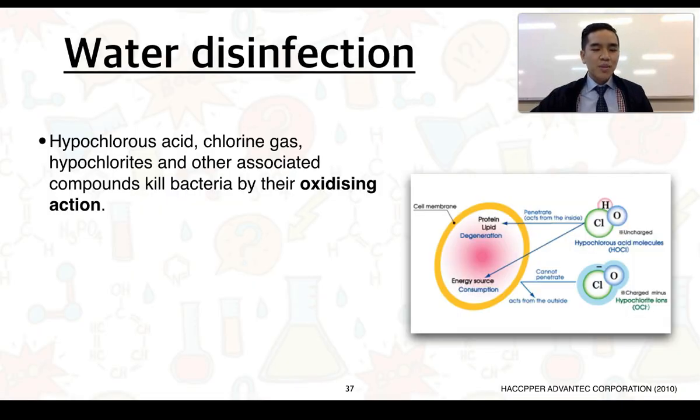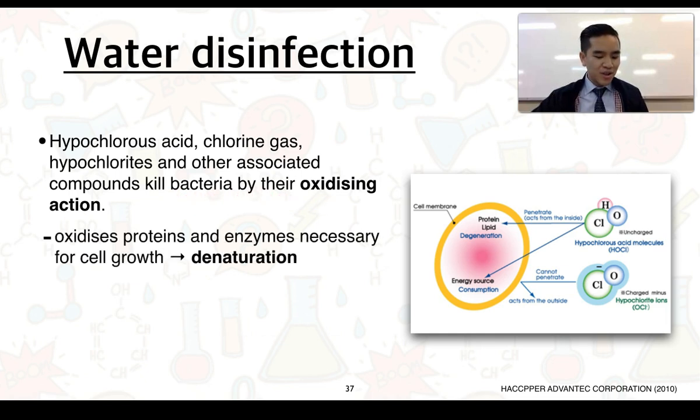So the reason why hypochlorous acid, but also chlorine gas and hypochlorites, as well as other associated compounds, are classified as disinfecting agents is that they typically kill bacteria by their oxidizing action. In particular, they can cause the oxidation of proteins and enzymes within bacteria that are needed for their own growth. They could cause the denaturation of these proteins and enzymes, which would then render them ineffective, and then that would affect their ability to grow and reproduce.